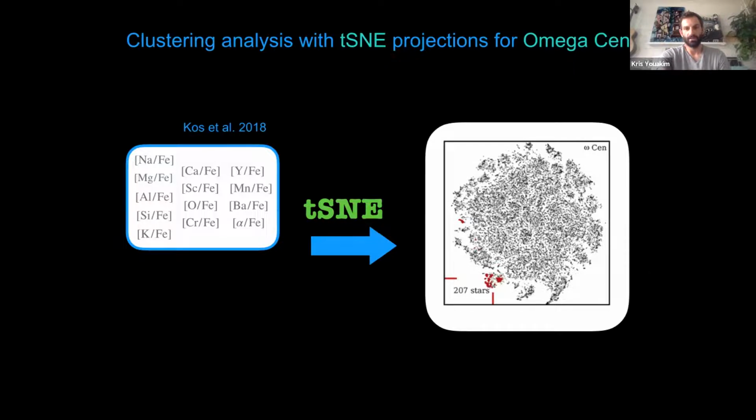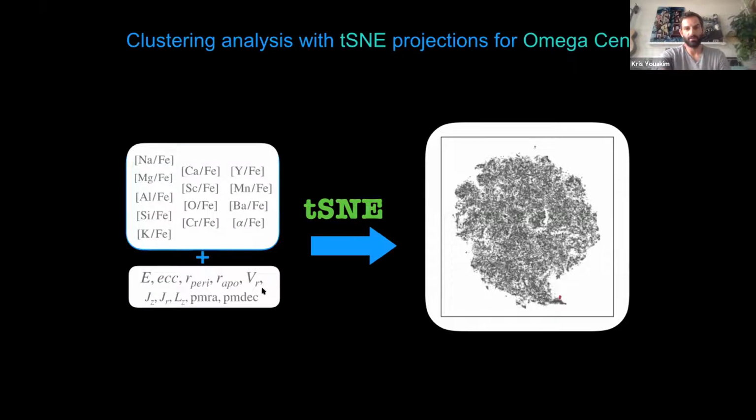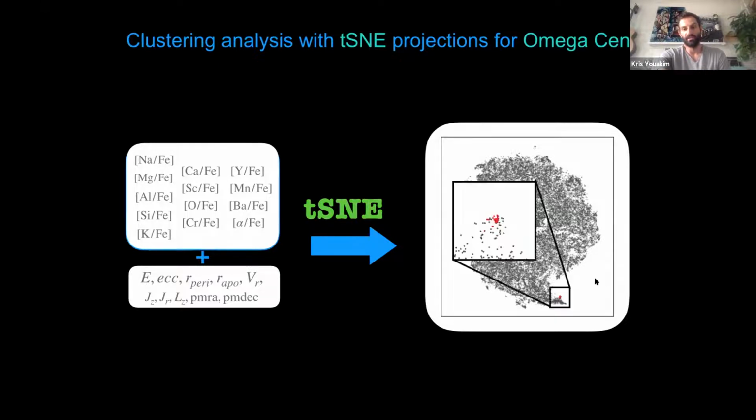And one addition that we've made here is to actually add kinematic parameters as inputs into the t-SNE. And you can see here in the resulting map, this is from the current work that I'm doing, the members of Omega Cen, this is about 30 literature member stars, are very tightly clustered in this t-SNE space. So the algorithm is finding these stars to be very clustered in high dimensional space.